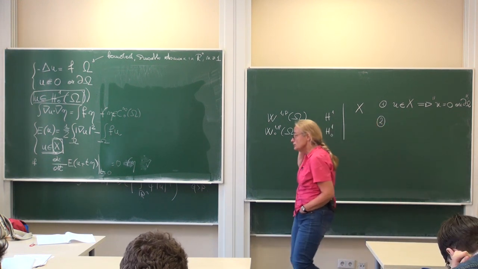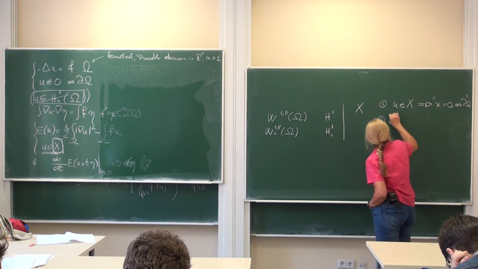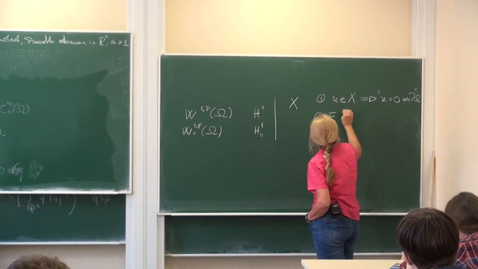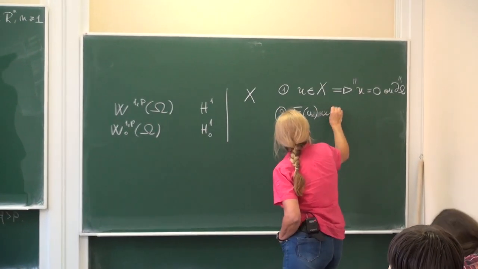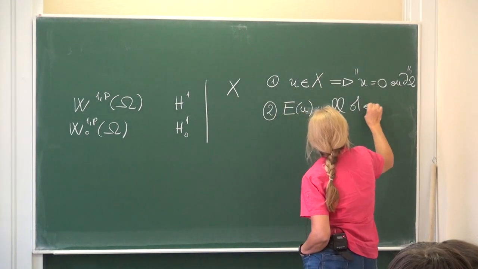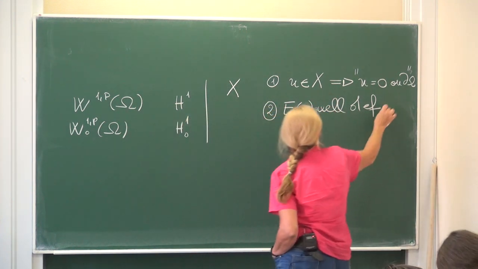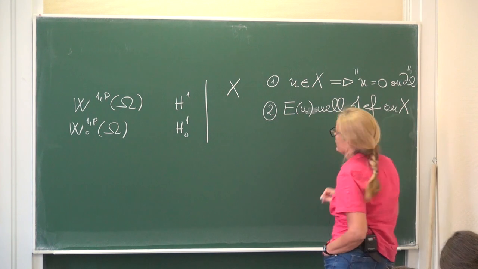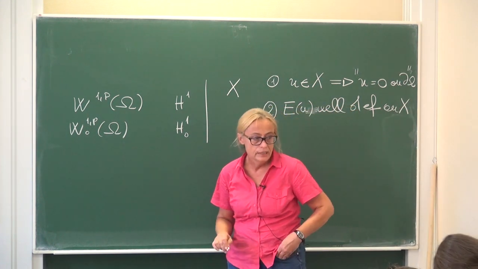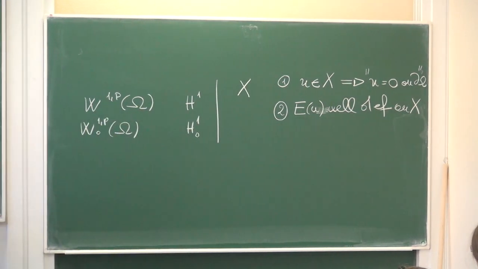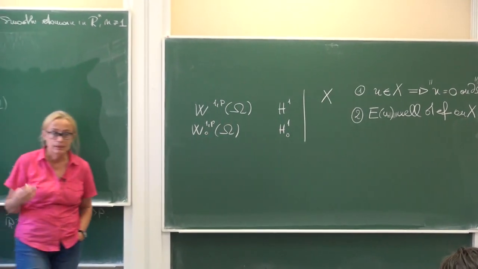Then we want, of course, that the functional E is well defined for any function U in X, and then since we already know the answer, we also want that this functional is bounded from below.